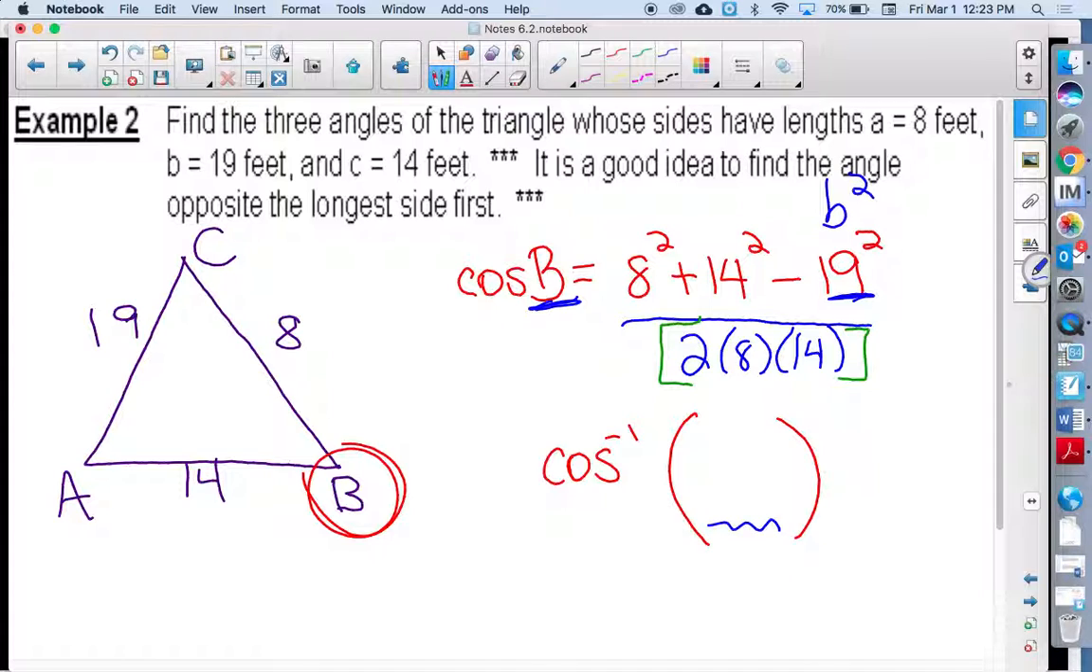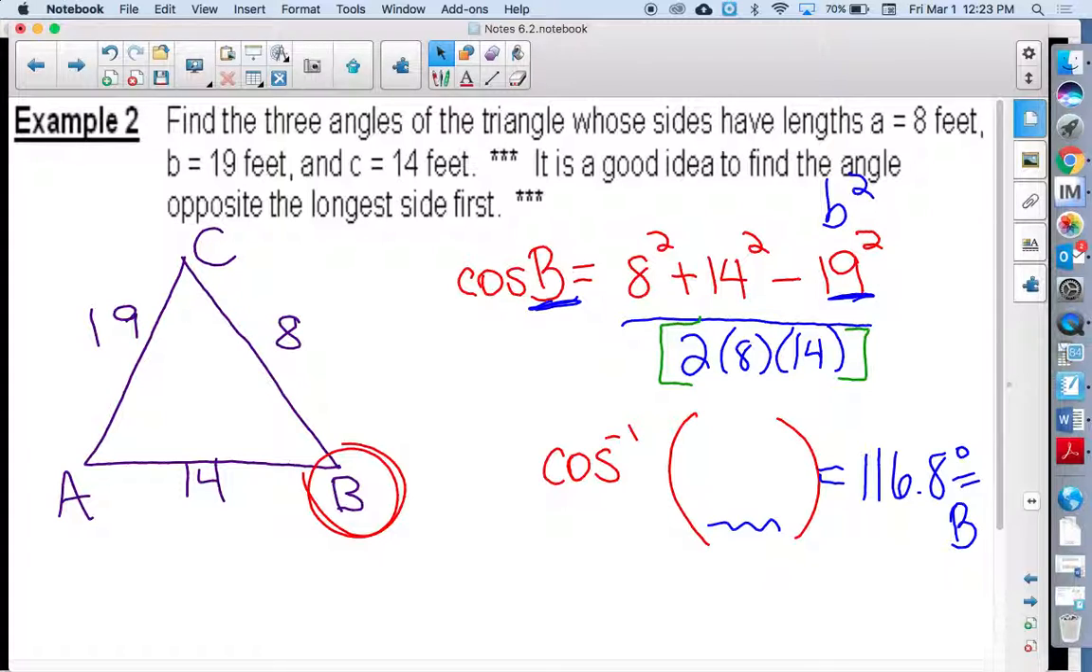Use the second answer function, and after you take the inverse cosine, you should get 116.8. And that is angle B. Now, how could you solve for one of the other angles? You don't have to use the crazy cosine formula again with all the extra numbers added to it.